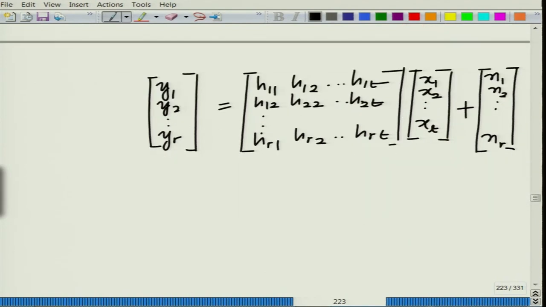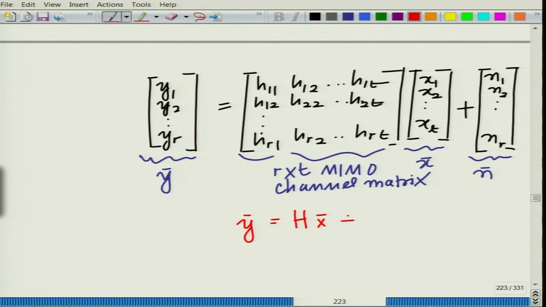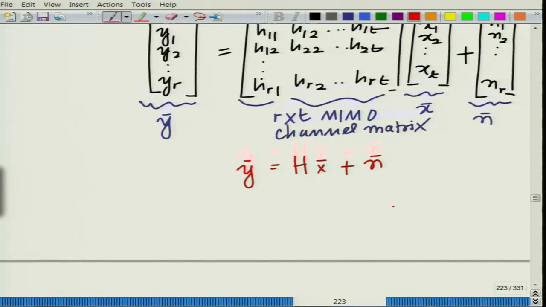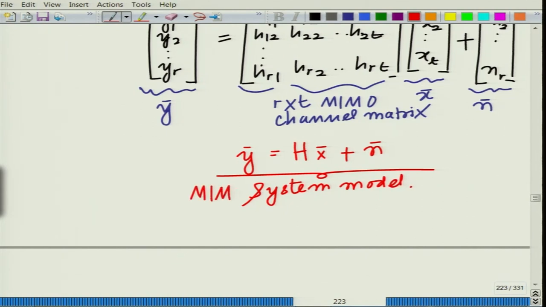So this is your R cross T MIMO channel matrix, this is your vector y bar, this is your vector x bar, this is your vector n bar. So we have y bar equal to H x bar plus n bar, that is your system model. This is your MIMO system model and H is your channel matrix.